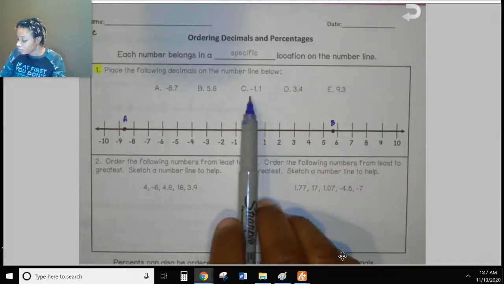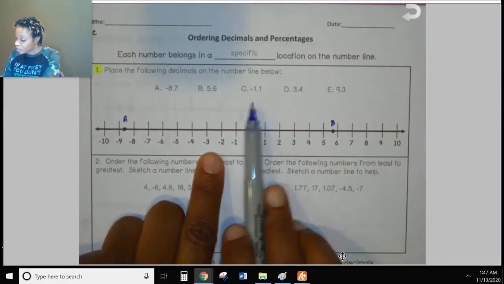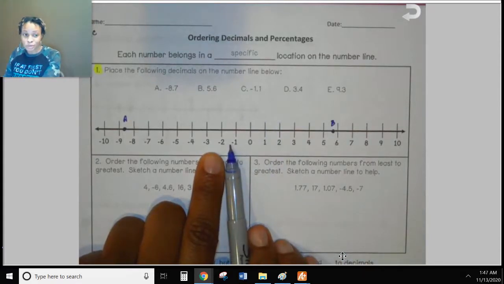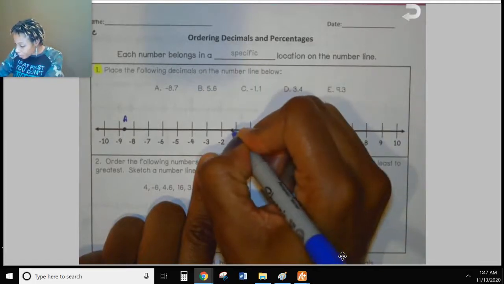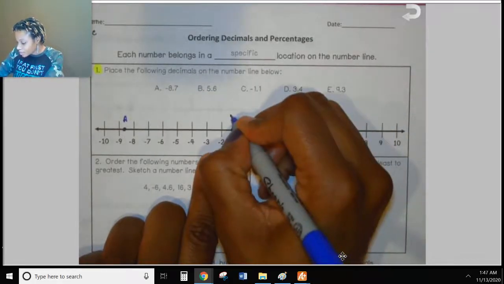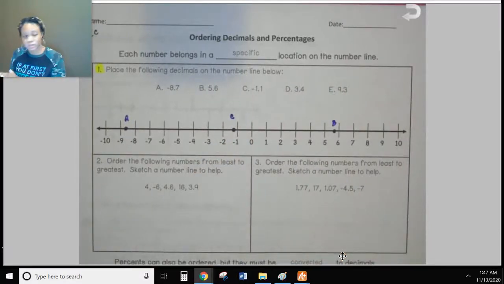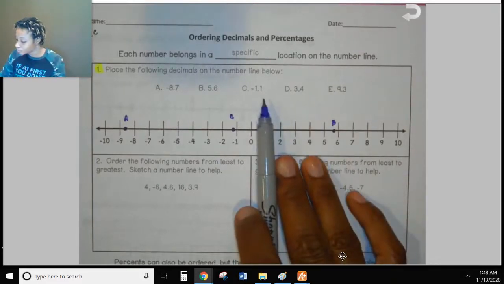C is -1 and 1/10. Again, I go back to my negative side. -1 and 1/10 will be in between -1 and -2. It's going to be closer to -1. So these are about approximations. Since we don't have tick marks in between, we're just making estimations, again saying closer to this number than that number based on what is behind the decimal point.